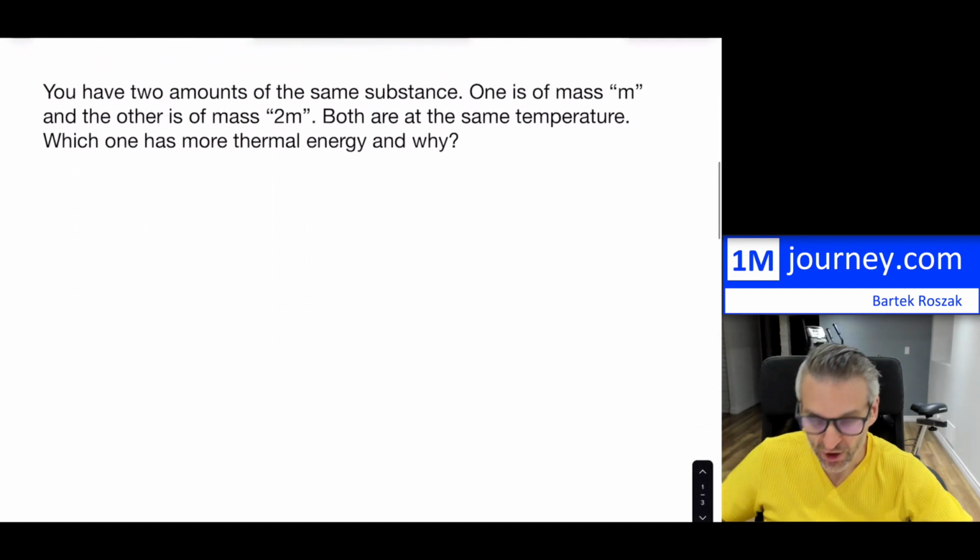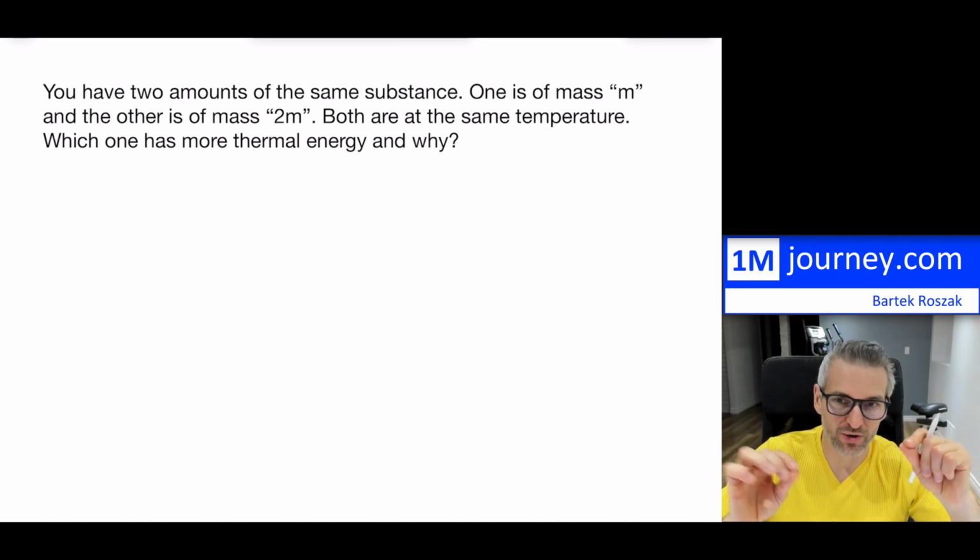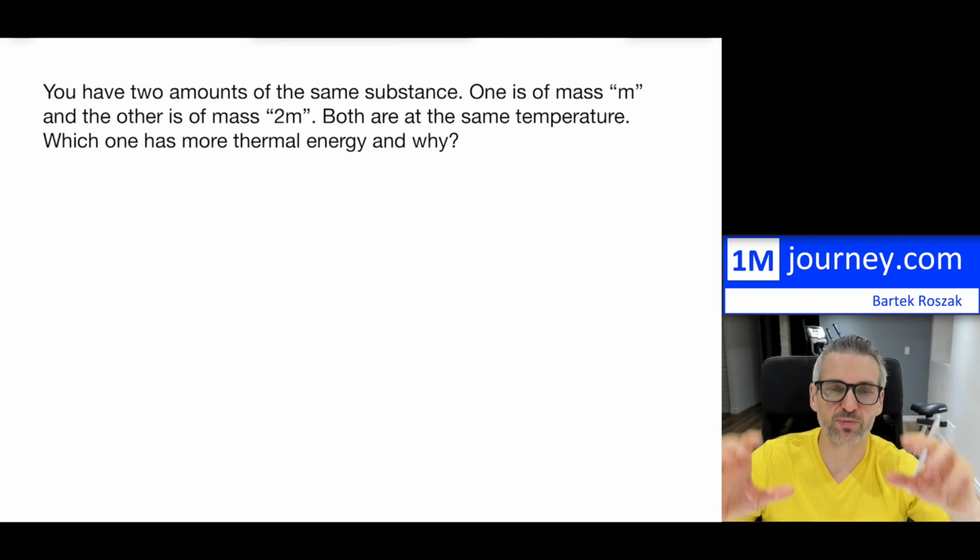One question goes: if you have two amounts of the same substance, exactly the same, let's forget that there may be some differences within. Even if you take the same substance, let's say iron, there are going to be some small subtle differences, but let's assume they were identical. Now, one is of mass m, and the other is of mass 2m. So it's twice as big, so it has twice as much matter.